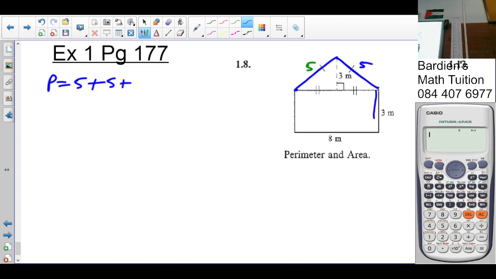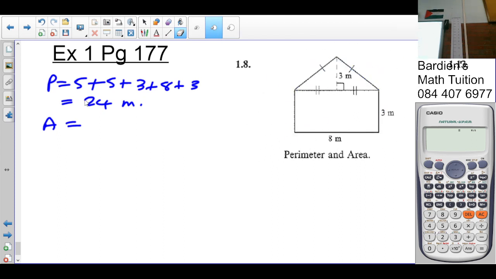plus 3 plus that, and that is the same. Okay? That gives me a perimeter of 10, 13, 21, 24. I got 24. Is that correct? Meters.